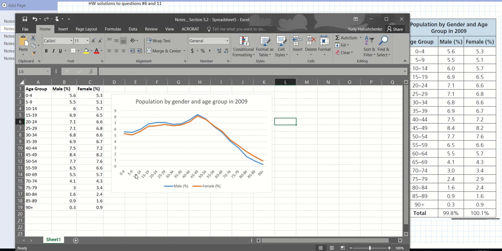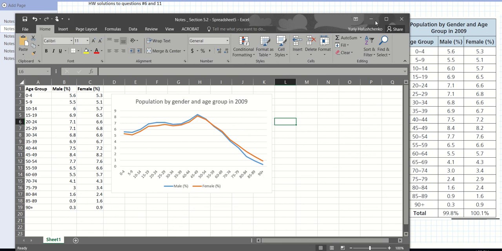At the bottom, we have the age groups: 0 to 4 years, 5 to 9, 10 to 14, and so on. As you can see, of course, people die at around 82, I think, the life expectancy in Canada. So the population decreases almost to zero when you go past 90.